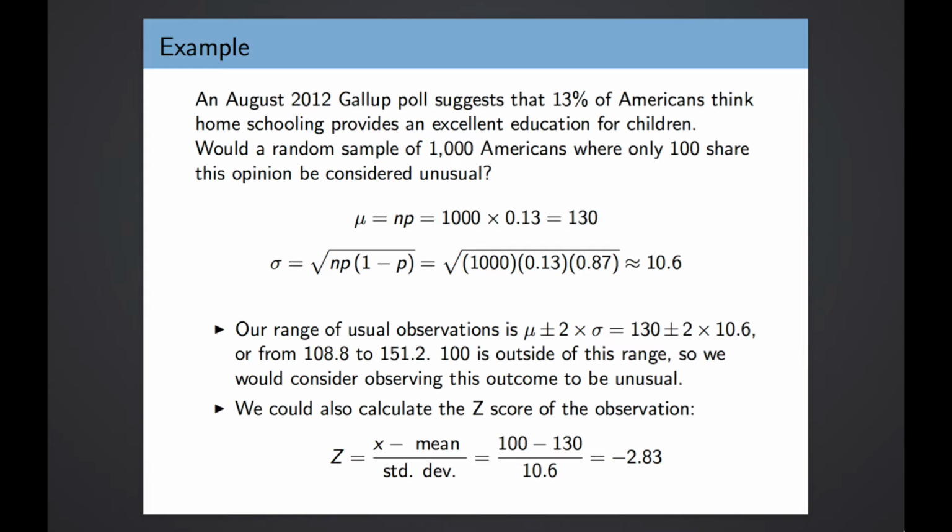So we would take z equal to the observation minus the mean, divided by the standard deviation. So 100 is the observation, our expected mean is 130, and our standard deviation we just found is 10.6. If we solve this out, we find a z-score of -2.83. And recall, because a z-score outside of the bounds of -2 and 2 is unusual, this is more illustration that finding 100 Americans in this sample of 1,000 would be unusual.